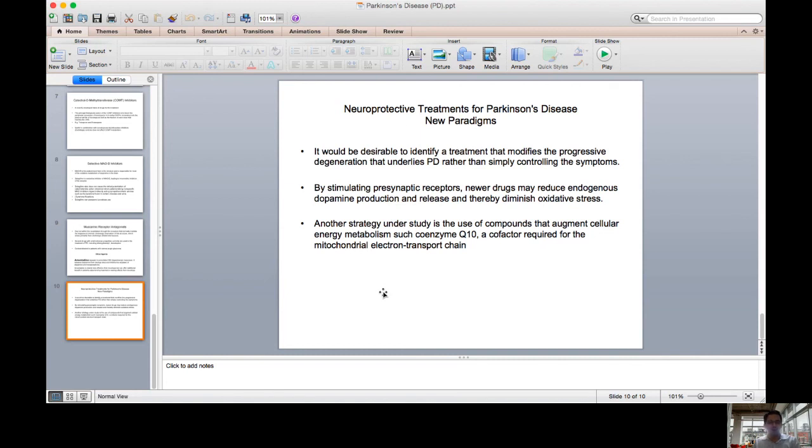Newer perspectives say that it would be desirable to identify a treatment that modifies the progressive degeneration that underlies Parkinson's disease, rather than simply controlling the symptoms, which we are presently doing. By stimulating presynaptic receptors, newer drugs may reduce endogenous dopamine production and release, thereby diminishing the oxidative stress, which is found to be the underlying factor for this. Another strategy under study is the use of compounds that augment cellular energy metabolism, such as coenzyme Q10, a cofactor required for the mitochondrial electron transport chain.